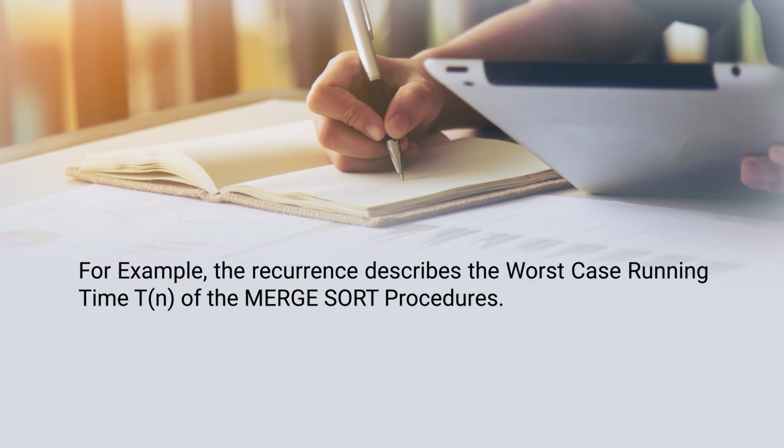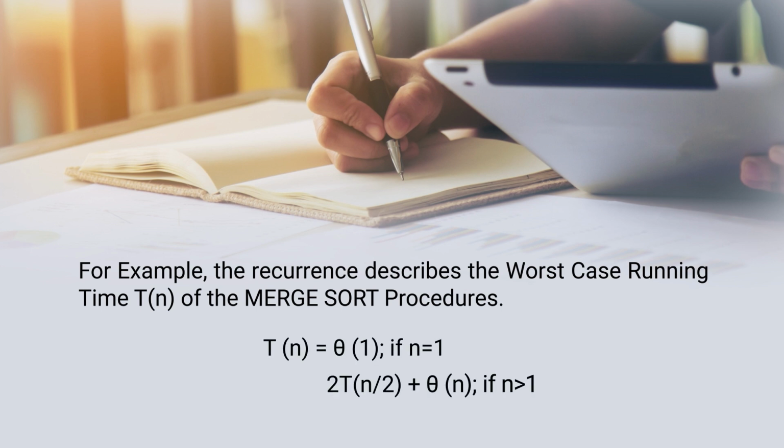For example, the recurrence describing the worst case running time T(n) of the merge sort procedure is T(n) equal to theta of 1 if n equal to 1, and 2 times T(n/2) plus theta of n if n greater than 1. So, this is the type of recurrence. How do we solve such kinds of recurrences? For solving them, we have to use the above four methods: substitution method, iteration method, recursion tree method, and master method.